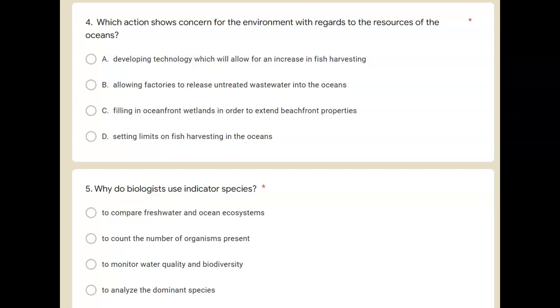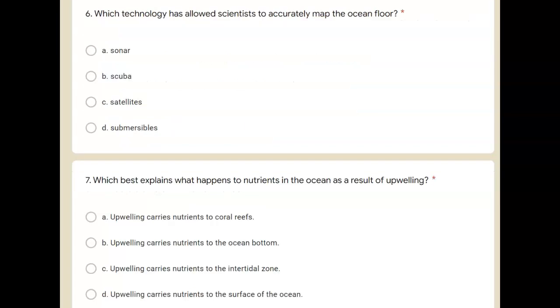Number 5. Why do biologists use indicator species? To compare freshwater and ocean ecosystems, to count the number of organisms present, to monitor water quality and biodiversity, or to analyze the dominant species. Number 6. Which technology has allowed scientists to accurately map the ocean floor? A. Sonar, B. Scuba, C. Satellites, D. Submersibles.